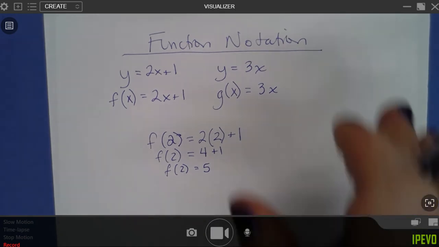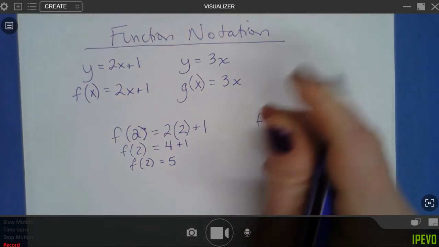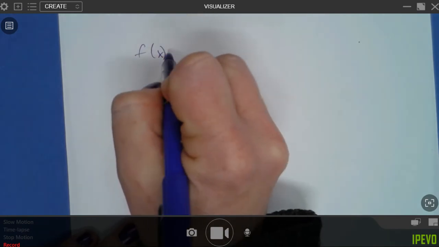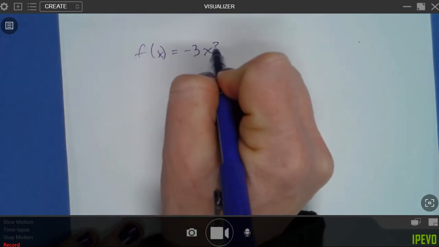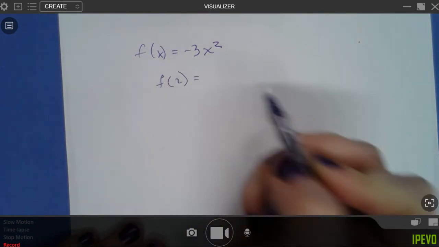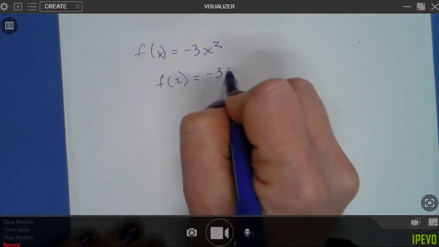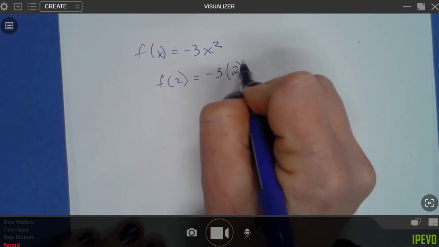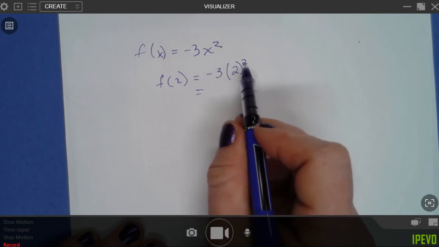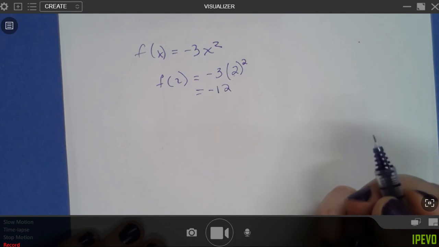So let's practice a little bit more. What if I change it up and have a new equation, f of x equals negative 3x squared. And let's try f of 2 in this case. By using this function, I'm replacing the x with 2. Remember, respect your PEMDAS rules, so 2 squared is 4 times negative 3 makes negative 12.